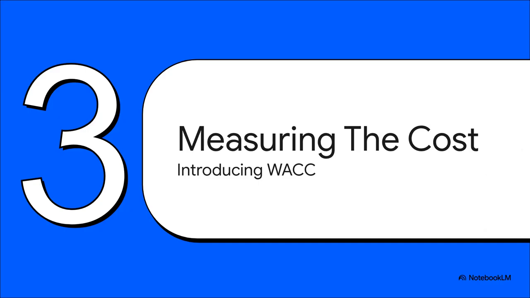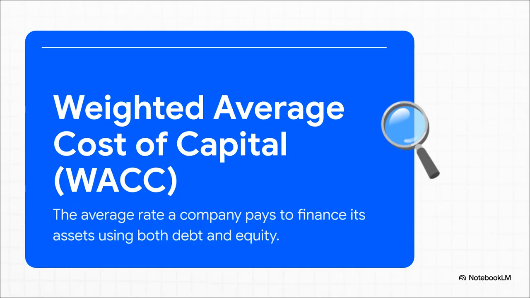Okay, so we've got our two main ingredients, debt and equity. But to find the best possible mix, we need a way to measure the total cost of our financial recipe. And that's where this really critical metric comes into play, the weighted average cost of capital, or as everyone calls it, the WACC. The WACC is, for all intents and purposes, the blended price tag on all of a company's money.